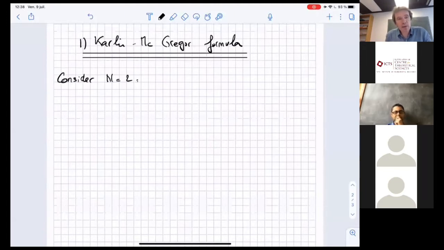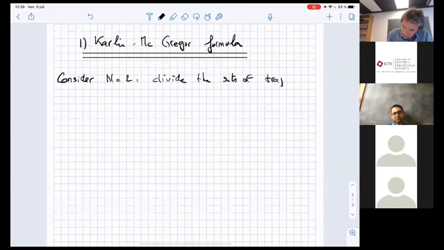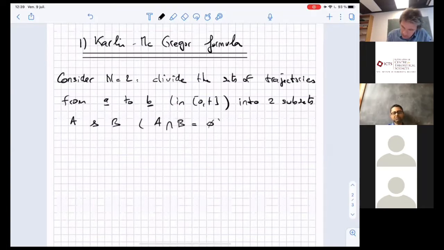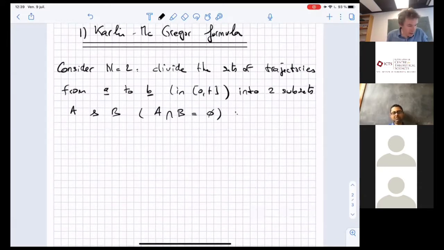So what I will do is that I will consider all the trajectories that connect A's to B's within the time T. And I will divide the set of these trajectories from A to B within the interval 0 to t, which could be set equal to 1, into two subsets, which I will call A and B, and which are disjoint. You will see.